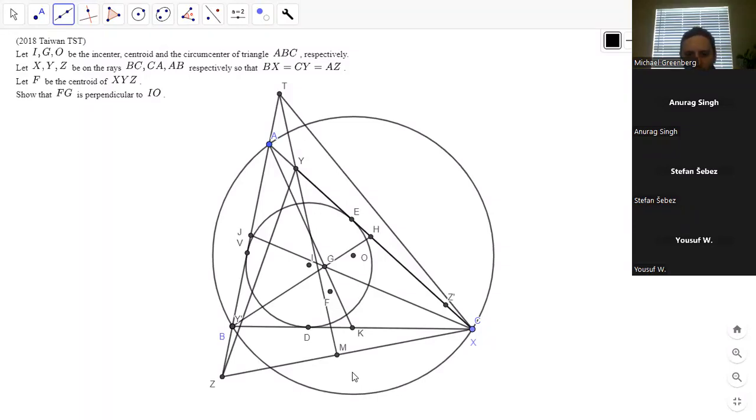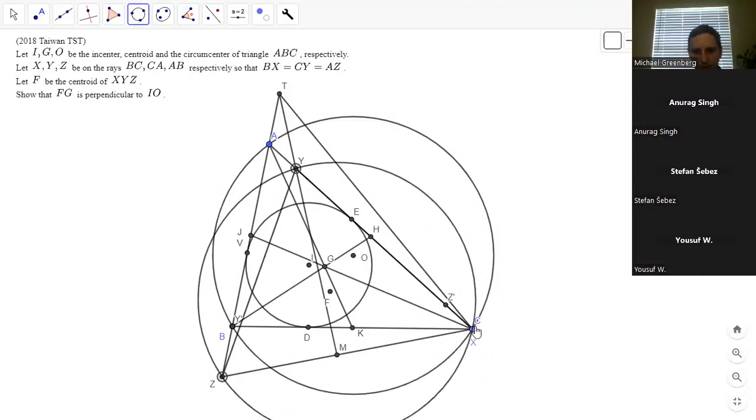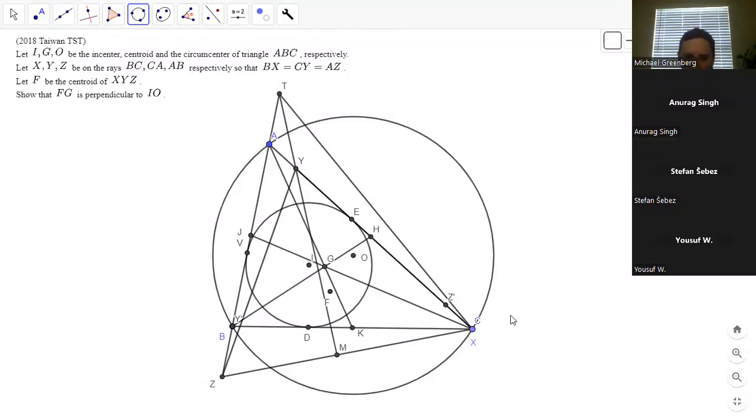Wait, can you take the homothetic center of the circumcircle of ABC and XYZ? Draw the homothetic center of those two, so ABC and XYZ. But those triangles are not homothetic. Yeah, you are right. But it does seem okay.